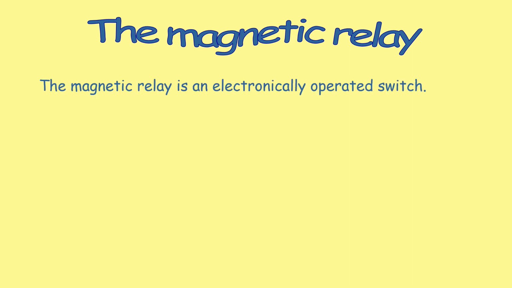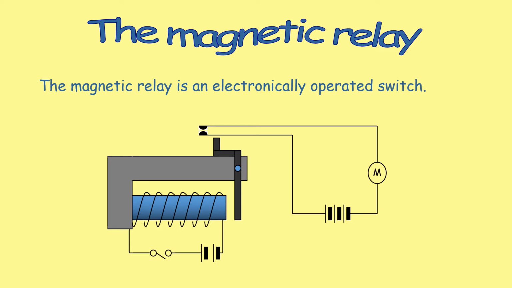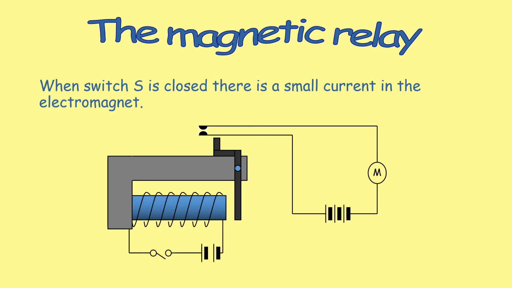Now we're going to talk about the magnetic relay. The magnetic relay is an electronically operated switch. Here is the diagram. When the switch S is closed, there is a small current in the electromagnet. Here is the switch there.